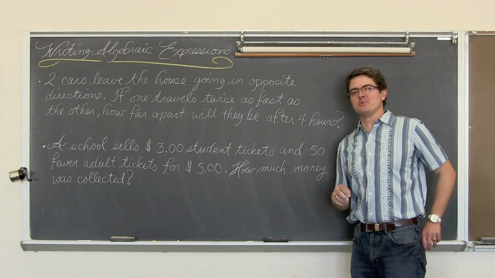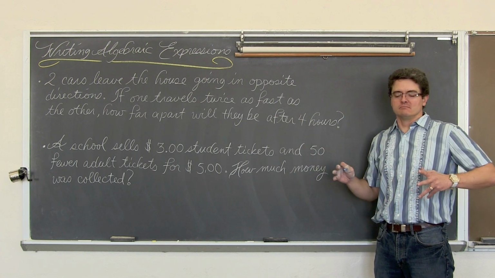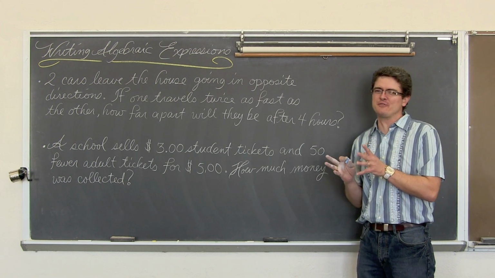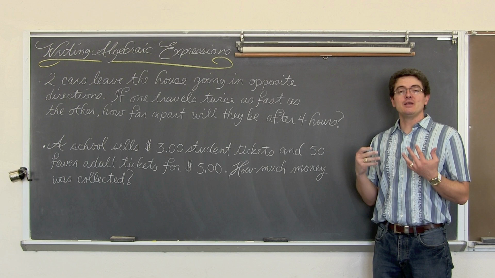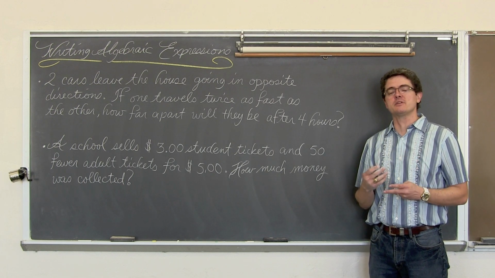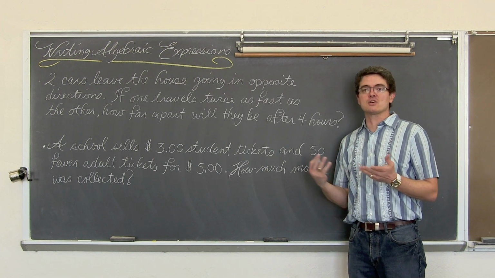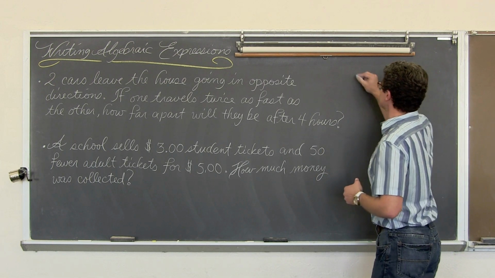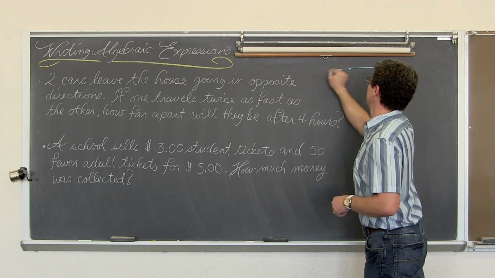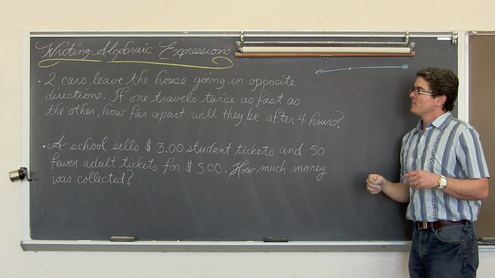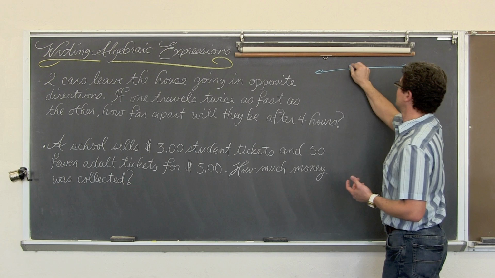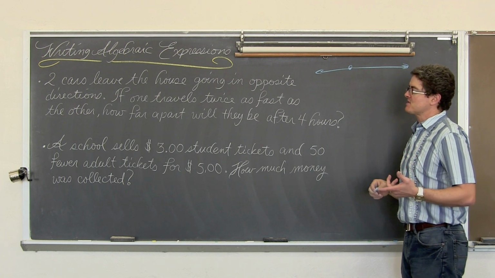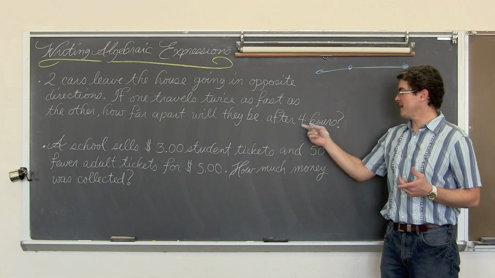Now in these last two examples, they really sound like a full question that you should actually come up with a numerical answer for, but I've given you just enough information that you can set up just an expression, but yet a lot of problem solving skills need to be brought into actually being able to do these problems. Two cars leave the house going in opposite directions. Alright, so here's the house. One goes this way, one goes that way. If one travels twice as fast as the other, how far apart will they be after 4 hours?